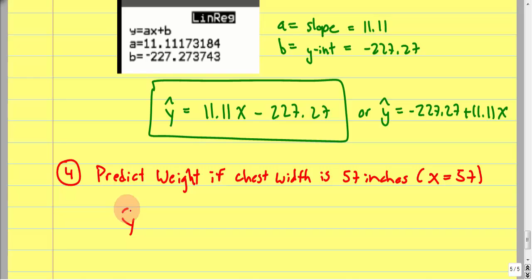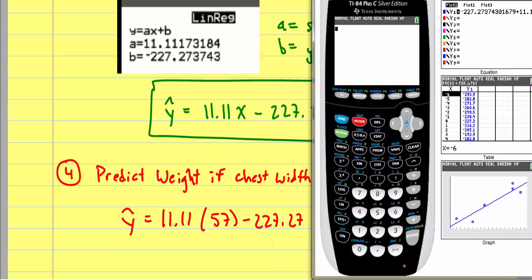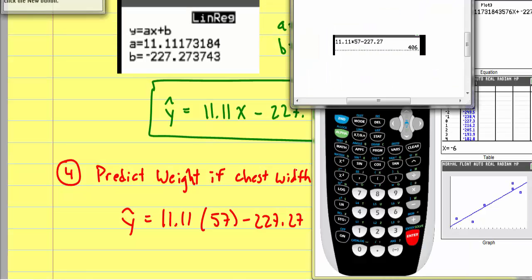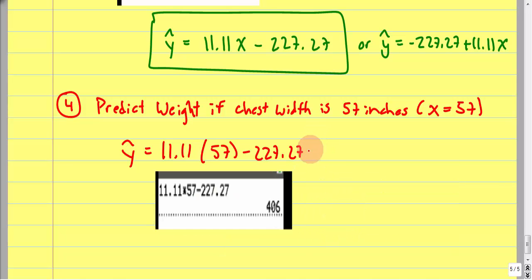So that's y hat equals 11.11x, x is 57, minus 227.27. So let's go ahead and grab our calculators. So second quit. So I'm going to have 11.11 times 57 minus 227.27. So we can see I get 406 pounds. That seems reasonable. Given the data that we had, that seems very reasonable. So this is equal to 406 pounds.